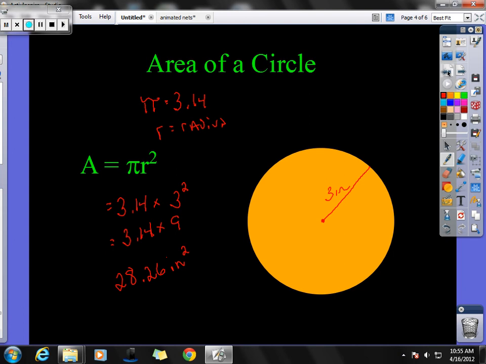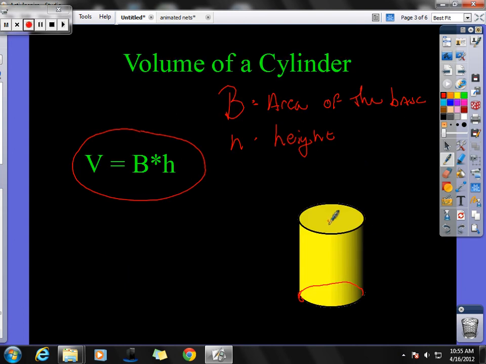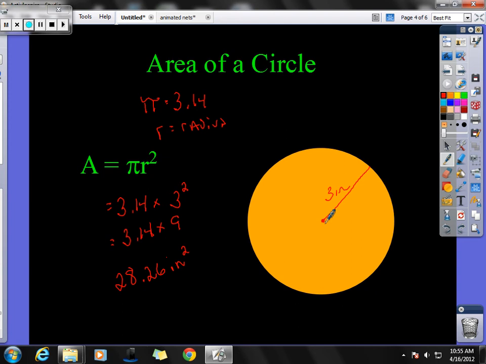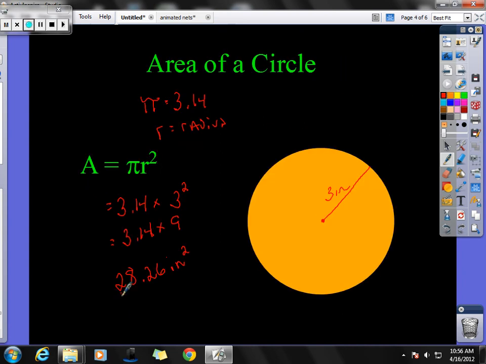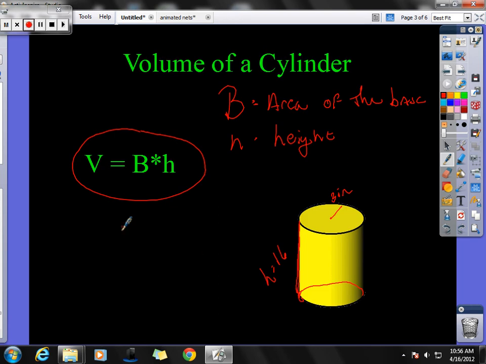If, for example, then, that meant that this circle had a radius of 3 inches and a height of 16 inches. To calculate the volume of that cylinder, you would need to calculate the area of the circle, which we already did. We said the area was 28.26 inches squared. And I would times that by my height, which we said was 16 inches.